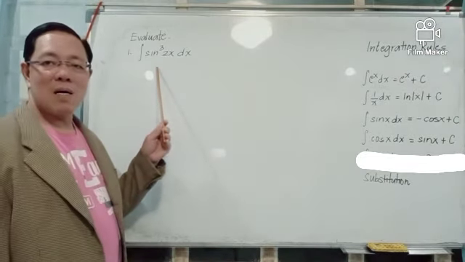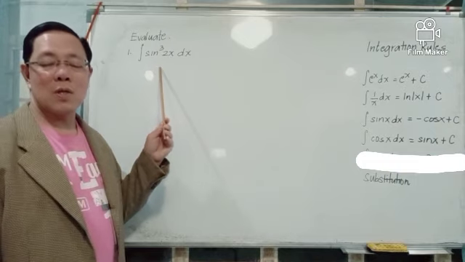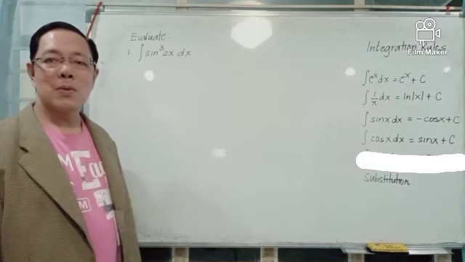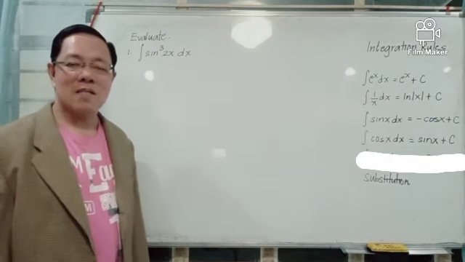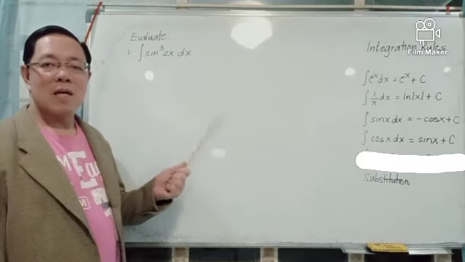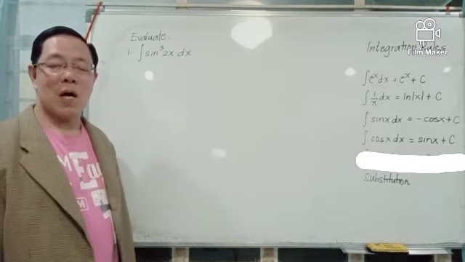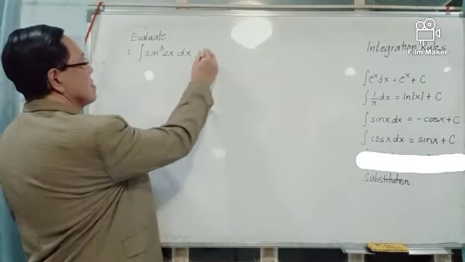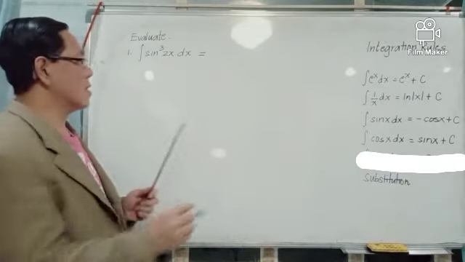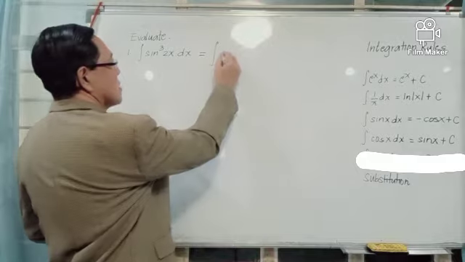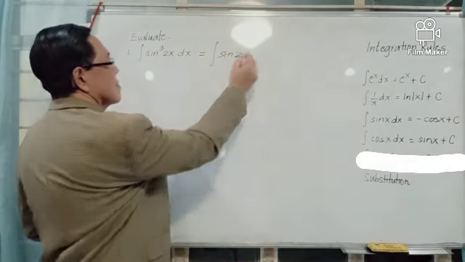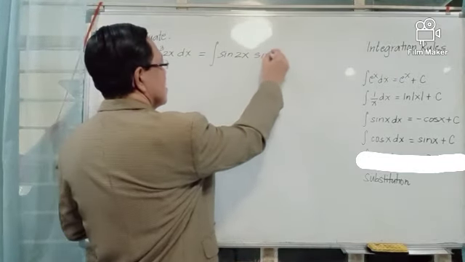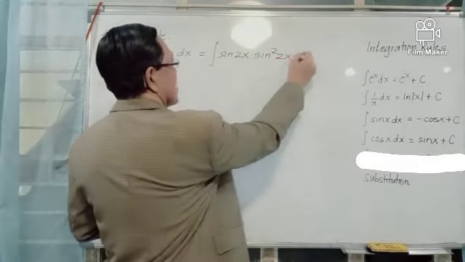If you are given an integral of sine to an odd power or to an odd exponent, you write it as the product of sine x and sine to an even exponent. Hence, we rewrite the cube of sine 2x as the integral of sine 2x multiplied by the square of sine 2x with respect to x.